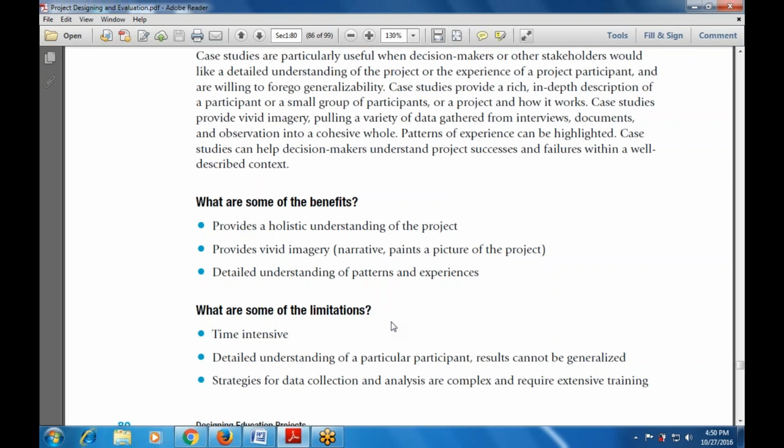Then the strategies for the data collection and analysis are complex and also require extensive training. Whatever the data collection tools, whatever the conditions used with the data collection and with the analysis, are very complex and also require extensive training. Extensive training means good, capability training that is used with the project and with the scenarios.